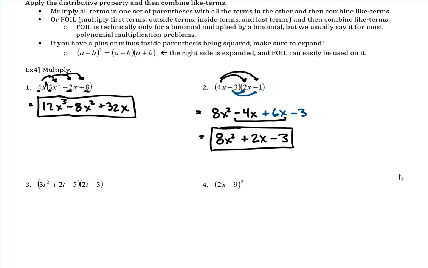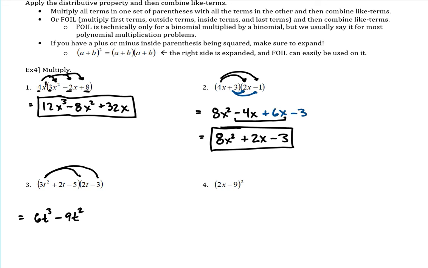Well, again, I'm just going to do my arrow strategy. This 3t squared needs to multiply each of those in the second one. So I'll have 3t squared times 2t. So 3 times 2 is 6. T squared times t is t cubed. And then 3t squared times negative 3 would be negative 9. And then this t squared, again, just tags along.